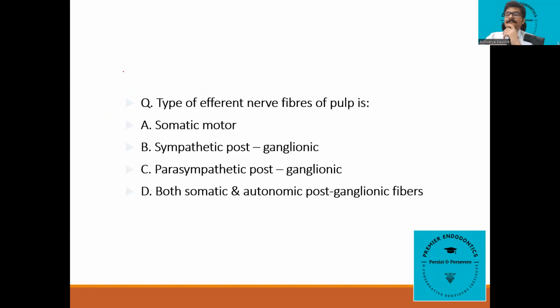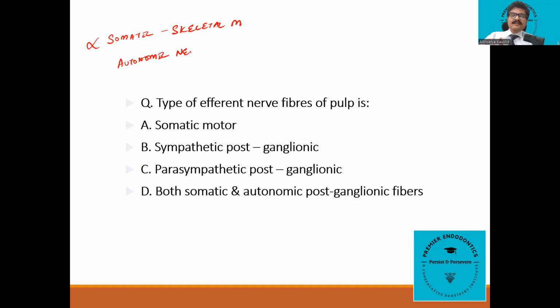The moment we see efferent, the first thing that should come in our minds is the efferent nervous system. So that can consist of two types. That is somatic, that innervates the skeletal muscles. They are not present in the dental pulp. So that gets cancelled. What is the other type of efferent nervous system? That's your autonomic nervous system.